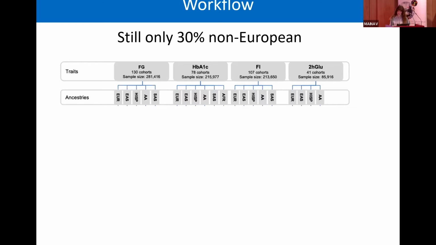Despite our best efforts to increase population diversity, we still only managed to get about 30% of our samples overall being from individuals of non-European ancestry, mostly represented by East Asian, Hispanic, African American, and South Asian. And for HbA1c, we also had a cohort from Uganda, which had about 7,000 participants.